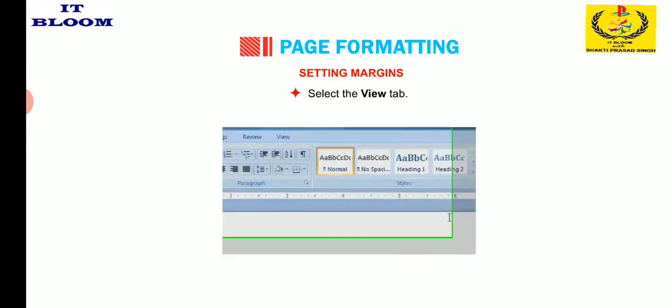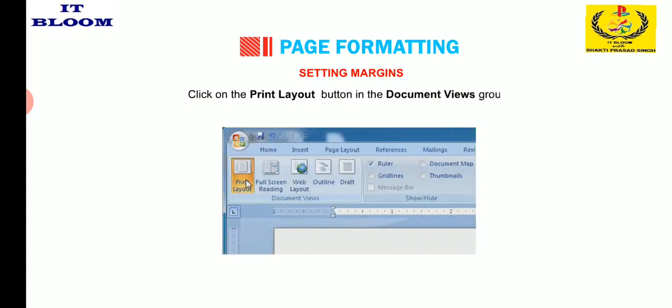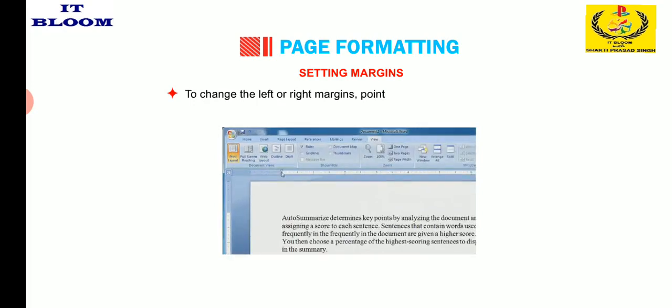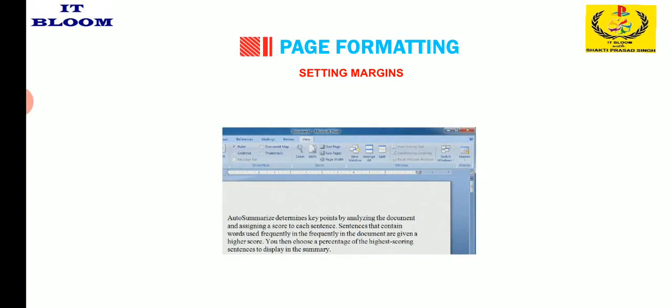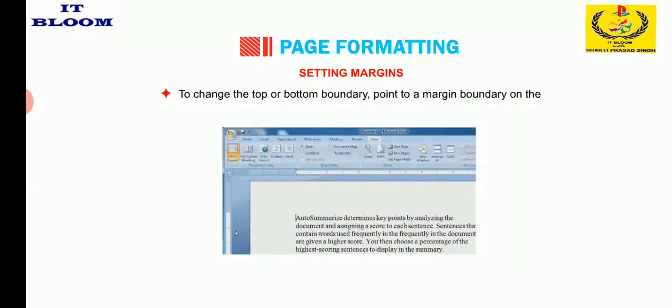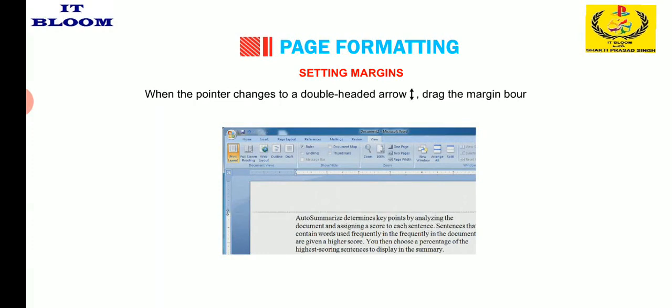Select the View tab. Click on the Print Layout button in the Document View group. To change the left or right margins, point to a margin boundary on the horizontal ruler. When the pointer changes to a double-headed arrow, drag the margin boundary. To change the top or bottom boundary, point to a margin boundary on the vertical ruler. When the pointer changes to a double-headed arrow, drag the margin boundary.